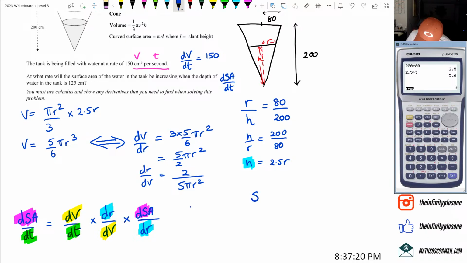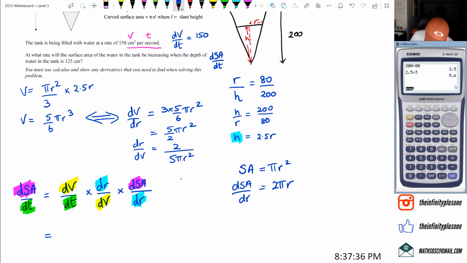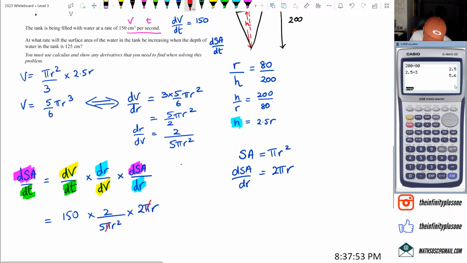Finally, the surface area of the water, the top of the water, is a circle. So we can actually say that's pi r squared. So dSA/dr is going to be 2 pi r. So we've come up with this equation now. dV/dt is 150. dr/dV is 2 over 5 pi r squared, multiplied by dSA/dr, which is actually 2 pi r. So let's start canceling a few things out. Our pi cancels out.